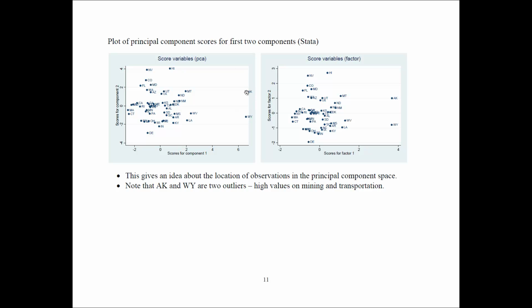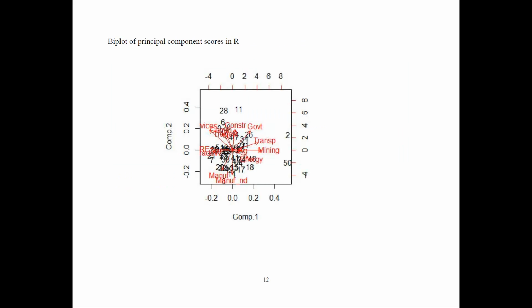And we see that actually Alaska and Wyoming have very high loadings on component 1. And actually they do have very high values on mining and transportation, which have very high loadings on component 1, and that's why they're almost like outliers here. And that's the same thing for the PCA and for the factor analysis. We have these two as outliers. So it's nice to look at your original data and the observations and to see how they lined up. Okay, so this is the same thing that we have, but only in R, so it's actually not as clear of a graph.